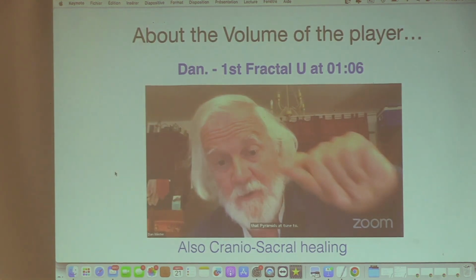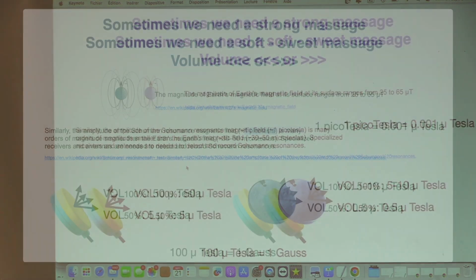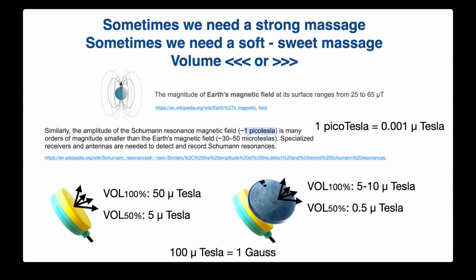Well, this part Dan explained in one of the latest Fractal U conferences, that you don't really need very high voltage to create what we would like to receive. And in fact, I've made a few measurements, and it's well known that the Earth's magnetic field is between 25 and 65 microtesla, and the Schumann is 1 picotesla. So it's really, really a tiny thing.